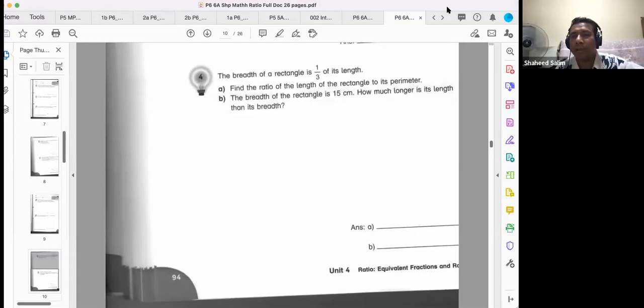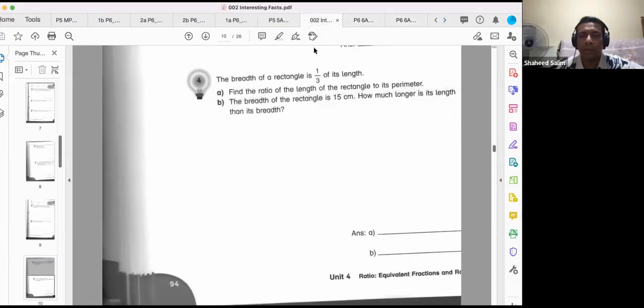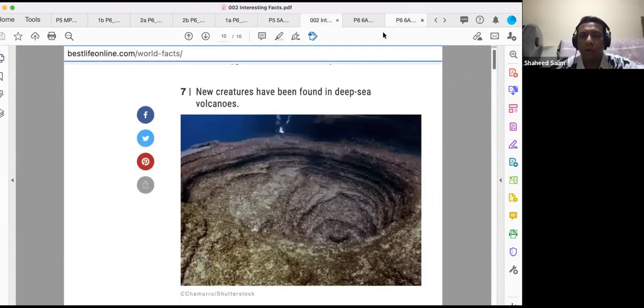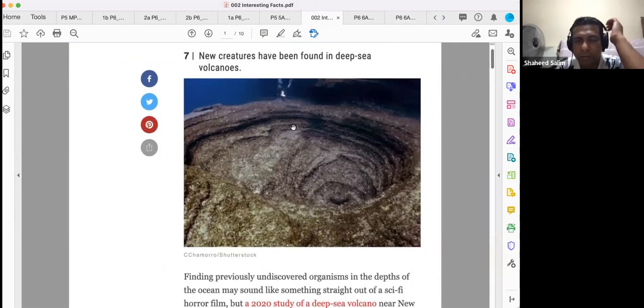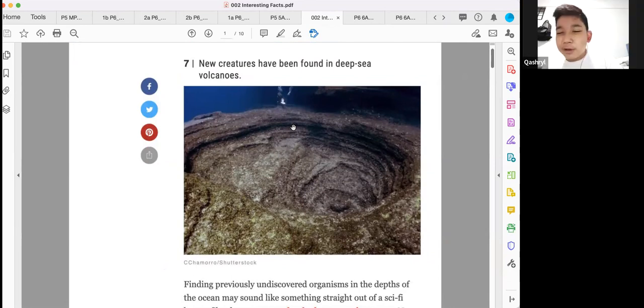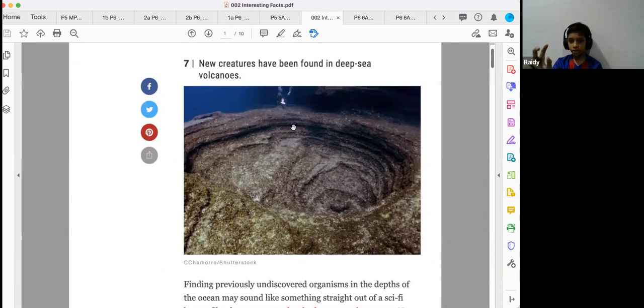Okay, I'm going to share with you some articles now that I have gotten from the internet. It's true. Now, you all know what a volcano is, right? In Malay, you call it gunung berapi. I didn't know when I was your age that in the oceans there are actually volcanoes, mountains. A volcano underwater may cause a tsunami.